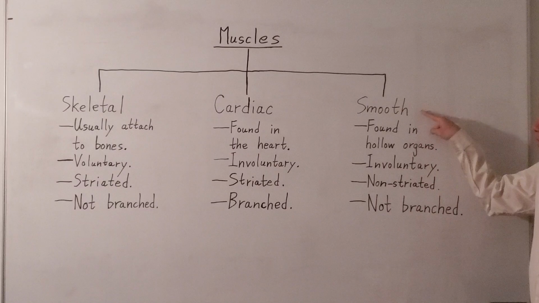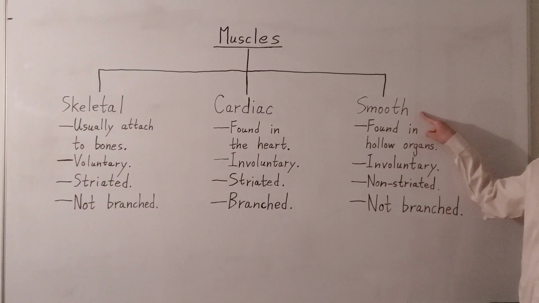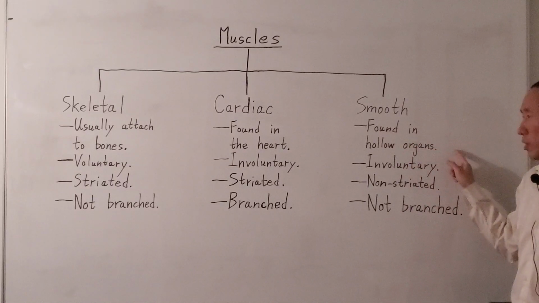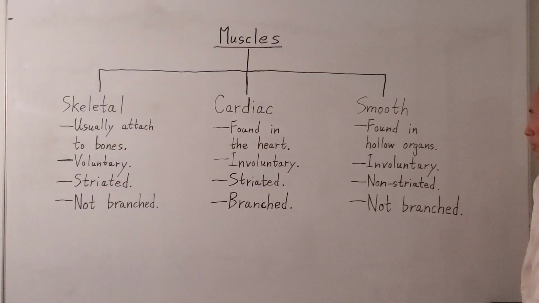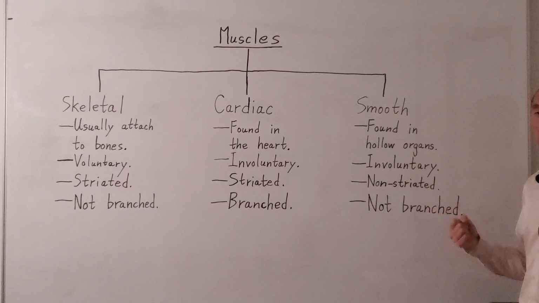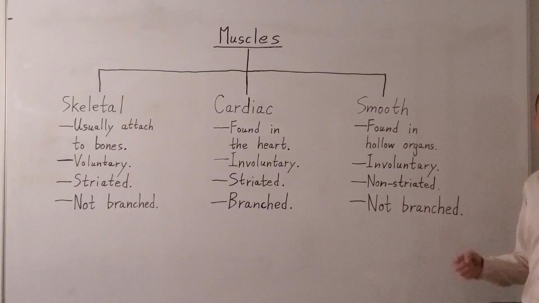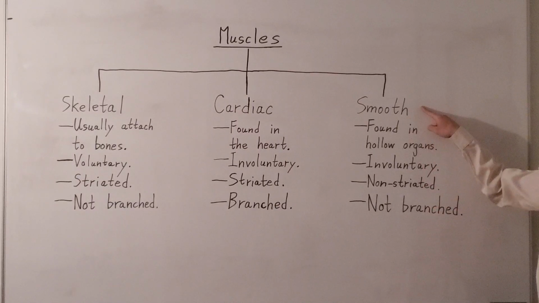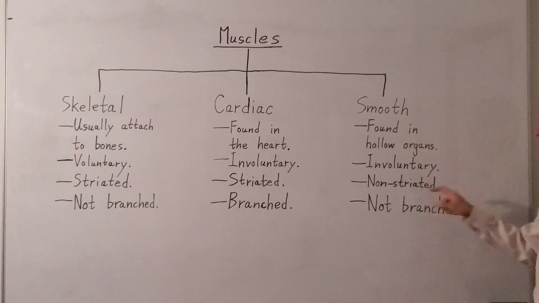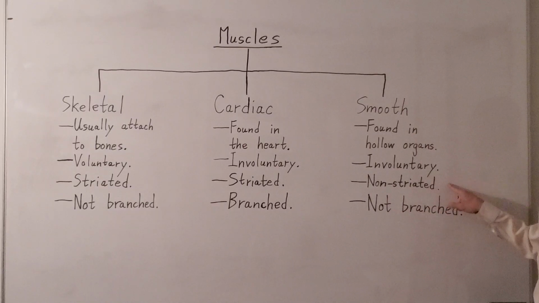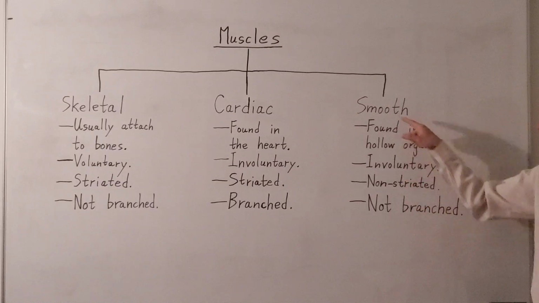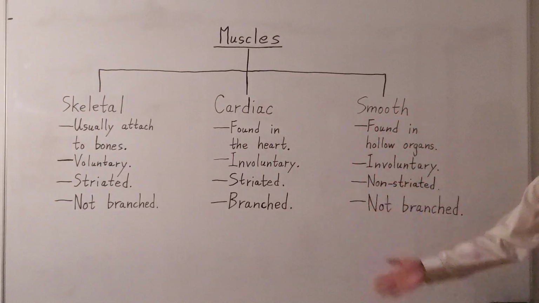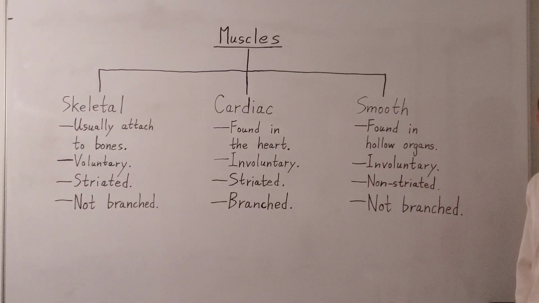Now, if you look at the last one here, you have the smooth muscle. Smooth muscles are found in hollow organs in general. So what are hollow organs? For example, blood vessels, the respiratory tract, and the digestive tract. Now, smooth muscle is involuntary, non-striated, which means it does not have stripes, and smooth muscle is also not branched. Now, we just quickly talked about the characteristics of each type of muscle.